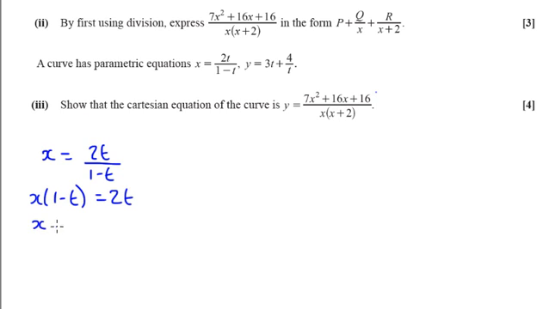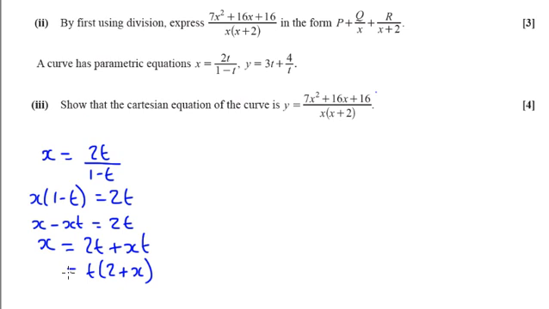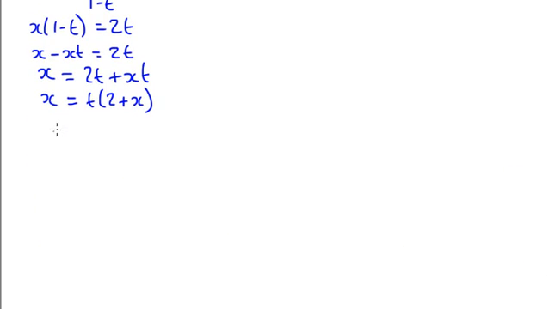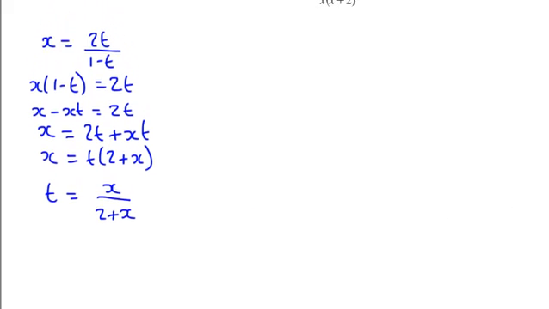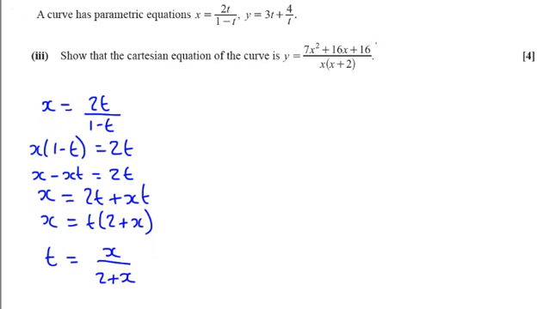And if we expand, we'll get x minus xt equals 2t. If I add the xt to the other side and factorise the t out now, I'll have 2 plus x. So that tells me that t is equal to x over 2 plus x. And I can now substitute that into the y expression.